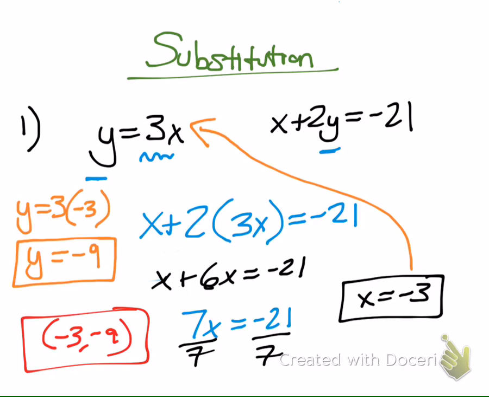Yes, question? So like the x plus 6x, it's just like 1. Yeah, exactly. It's just 1x plus 6x, so I got 7x. Right, good. Other questions on that one? All right, so try number 2 yourself, and we'll check it here together.